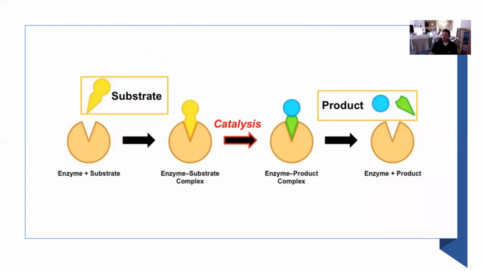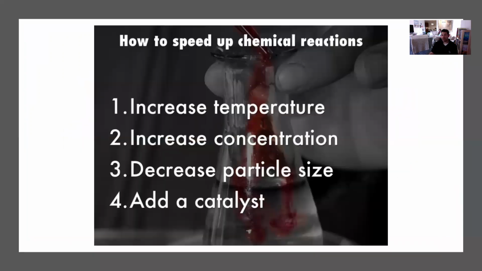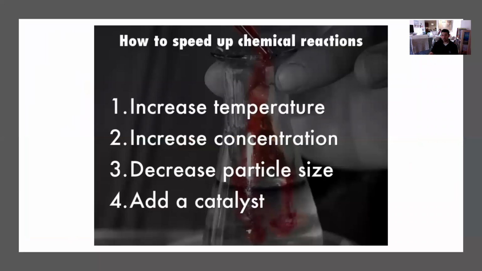And you may remember from your biology class, you talked about enzymes. Enzymes speed up certain biological processes. Those are chemical reactions taking place in the body. All of those enzymes are catalysts. They speed up the chemical reaction. So, again, how to speed up chemical reactions? You would want to increase the temperature, increase the concentration, decrease the particle size, which again we call the ability to meet, and add a catalyst.